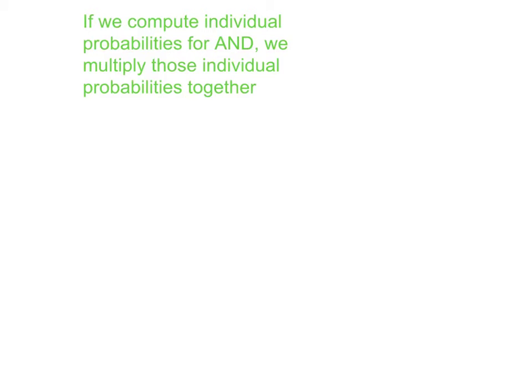As a takeaway for the compound AND, if we compute individual probabilities for the AND, we multiply those individual probabilities together to get us the total probability. If you're not going to do it that way, you can simply use a tree diagram. Either way, you should get the same answer in the end.